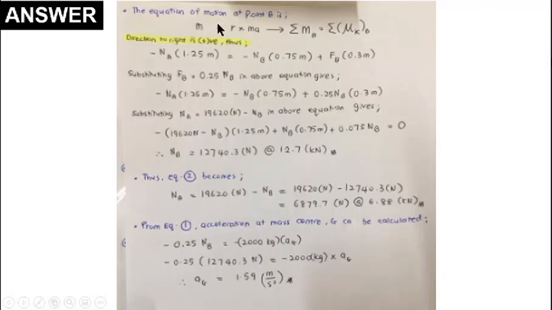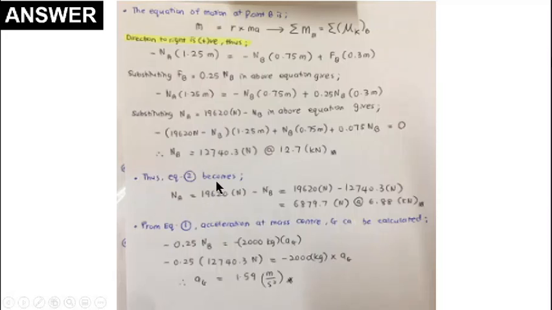The equation of motion about point B is that the moment equals r times m a. We learned this equation before. Direction to the right is positive, so just substitute the values: negative NA times 1.25 meter, equal to negative NB times 0.75 meter plus FB times 0.3 meter. Just do the calculation and you will determine NB.